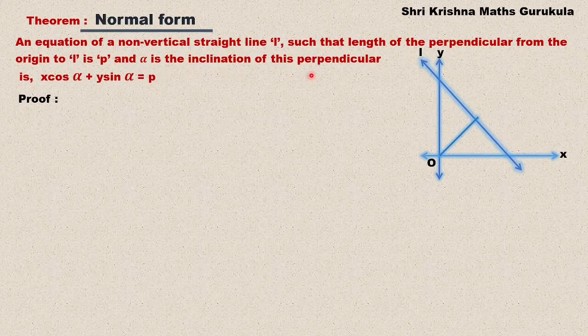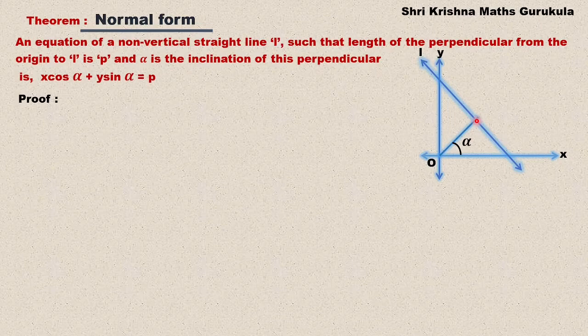And alpha is the inclination of this perpendicular, or this is a normal to line L, and this normal makes an angle of alpha with the positive direction of the x-axis. If we know these two things, then we can find the equation of the line. And that equation of the line is x cos alpha plus y sin alpha is equal to p. So understand the statement of the theorem. This is the equation of the line that we are finding.